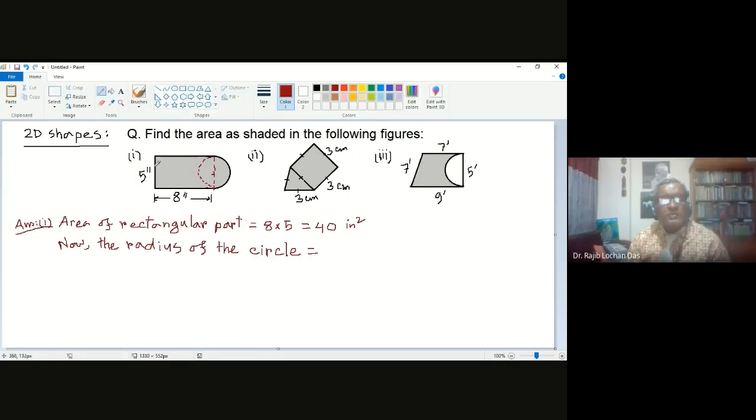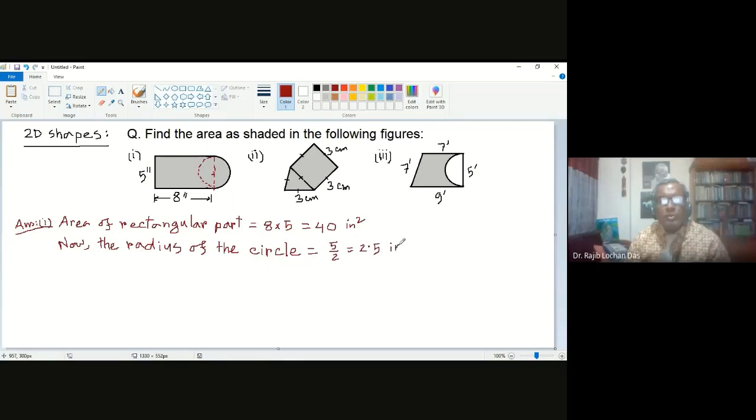Because this side is 5, so this side is also 5, right? Right side is also 5. So the diameter is 5. So radius will be 5 by 2, half of 5. So it will be 2.5 inch.